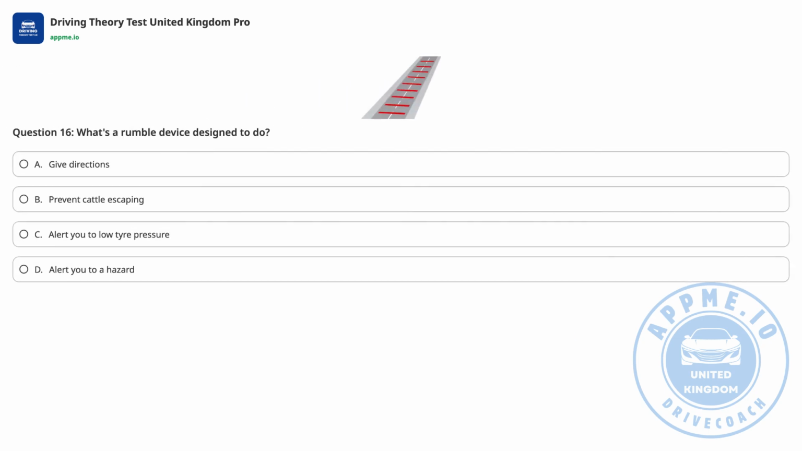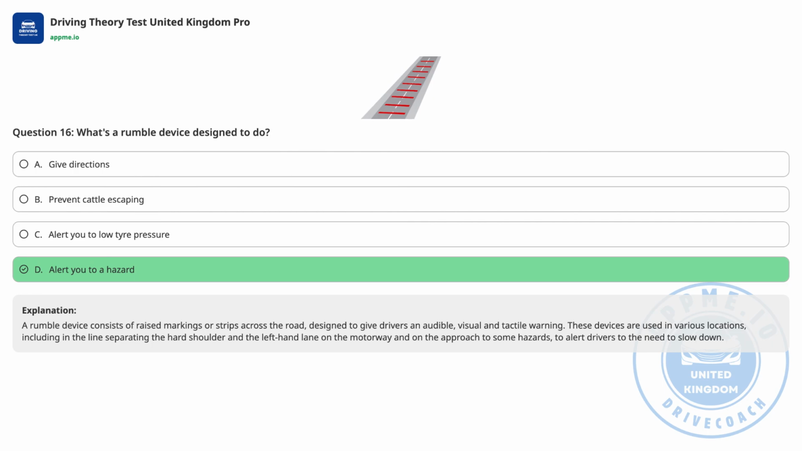Question 16. What's a rumble device designed to do? A. Give directions. B. Prevent cattle escaping. C. Alert you to low tire pressure. D. Alert you to a hazard. The correct answer is D.